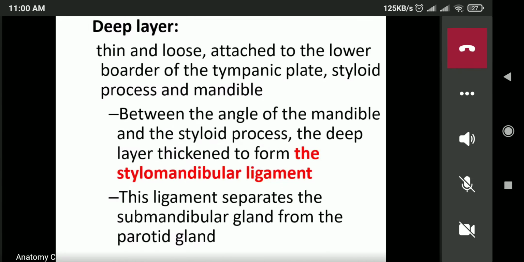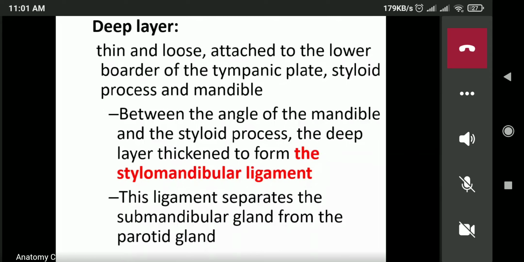Deeper layer is thin and loose and attached to the lower border of the tympanic plate, styloid process, and the mandible. So between the angle of the mandible and the styloid process, the deep layer thickened to form the stylomandibular ligament. So this ligament separates the submandibular gland from the parotid gland. So it is important for MCQ because the stylomandibular ligament is separating the two major salivary glands. They are the submandibular gland and the parotid gland.